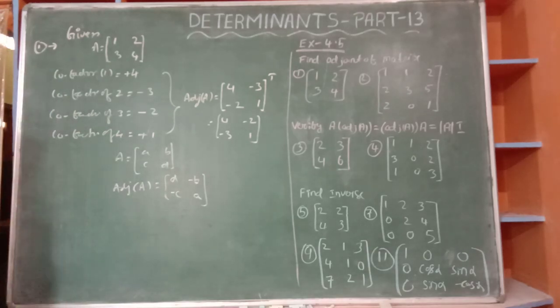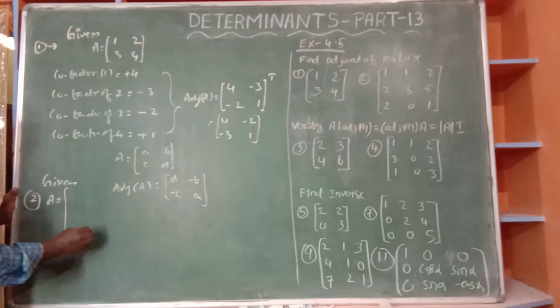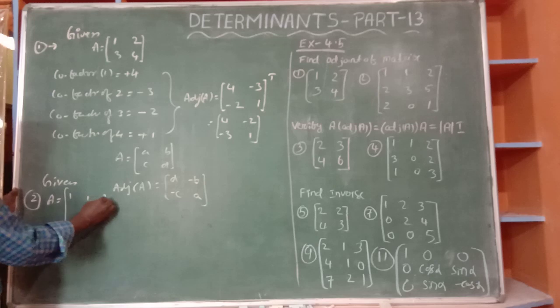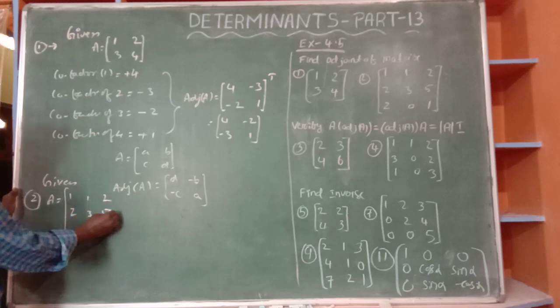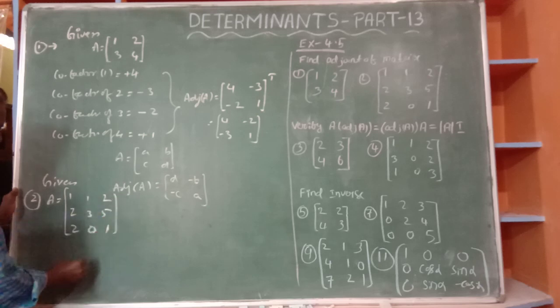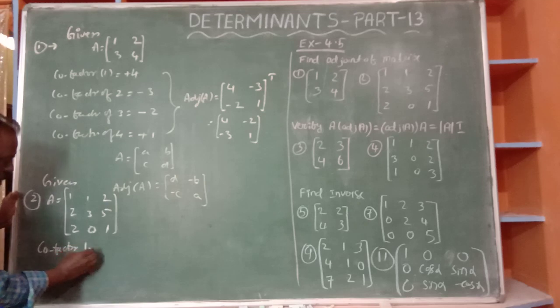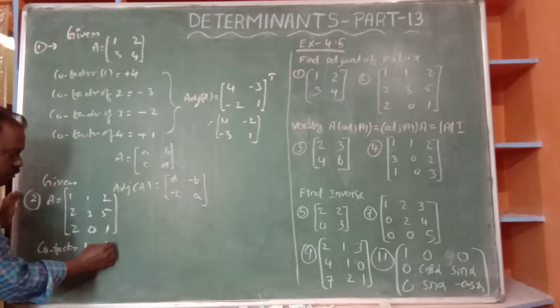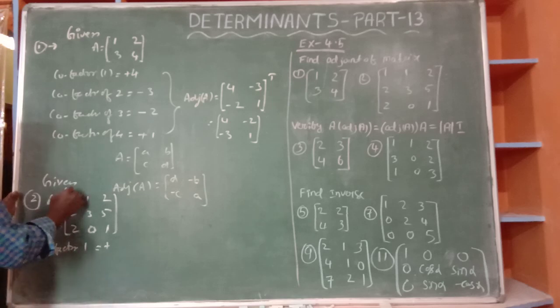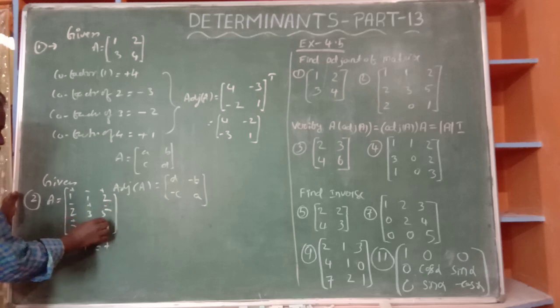So that is over. Now we are going to the second one, where the given matrix A is 1, 1, 2; 2, 3, 5; 2, 0, 1. First we find the cofactors. Cofactor of 1 for this one is a plus, mind it. Always plus, minus, plus, minus, plus, minus, plus, minus, plus. You mind it now.